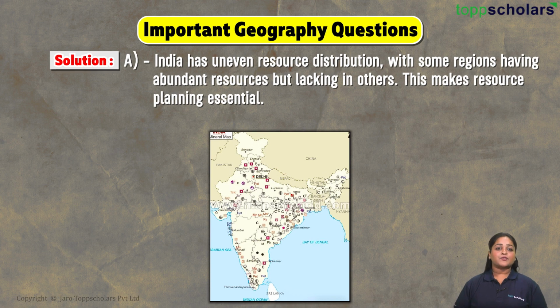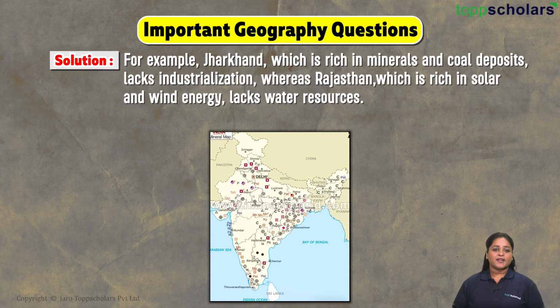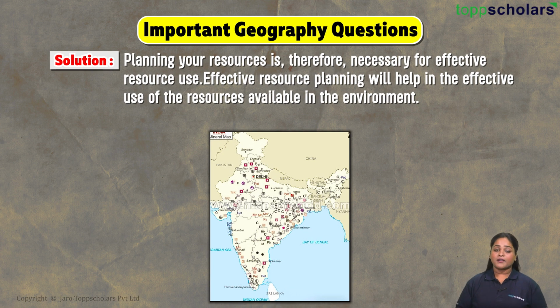A. India has uneven resource distribution, with some regions having abundant resources but lacking in others. This makes resource planning essential. For example, Jharkhand, which is rich in minerals and coal deposits, lacks industrialization, whereas Rajasthan, which is rich in solar and wind energy, lacks water resources. Planning resources is therefore necessary for effective resource use. Effective resource planning will help in the effective use of the resources available in the environment.